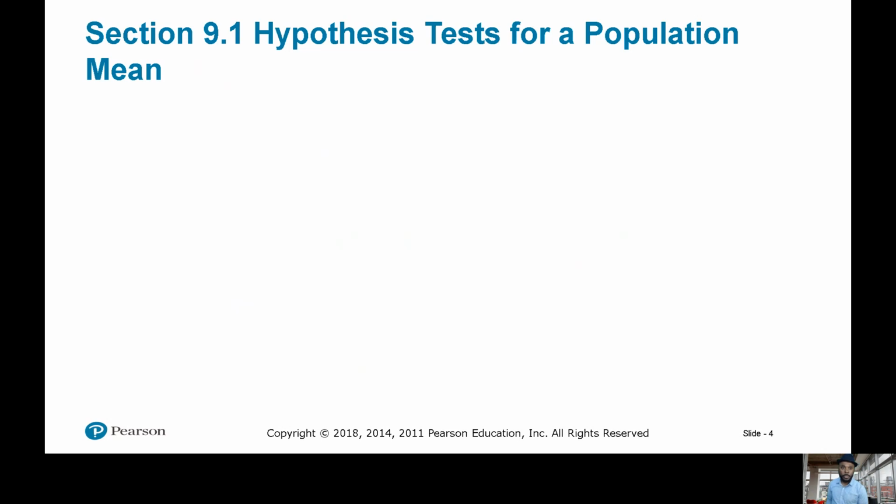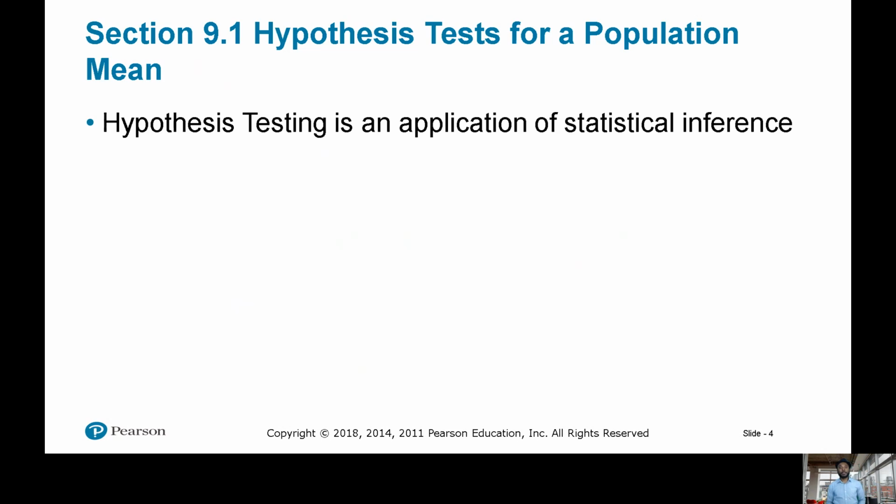Now, let's start section 9.1. What is hypothesis testing? What is a hypothesis? Hypothesis testing is an application of statistical inference. This is similar to confidence interval. In confidence interval, we looked at the population mean and population proportion, to estimate the mean and proportion. The same thing we're going to do here.